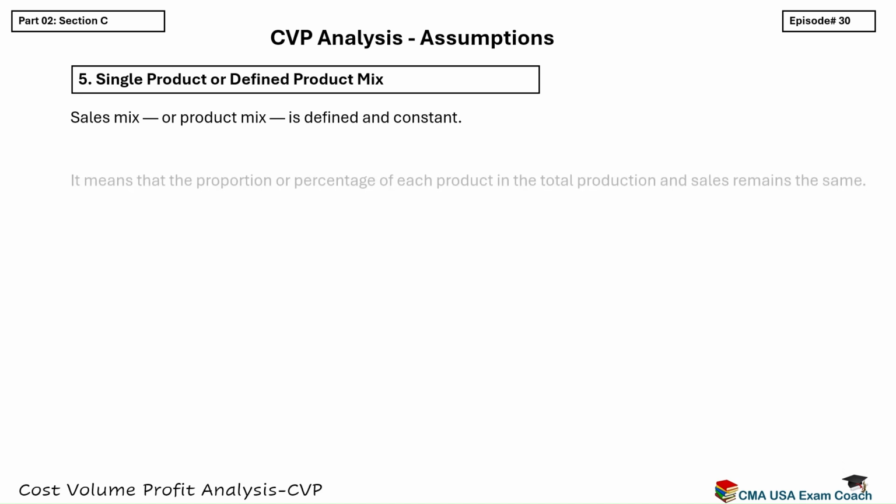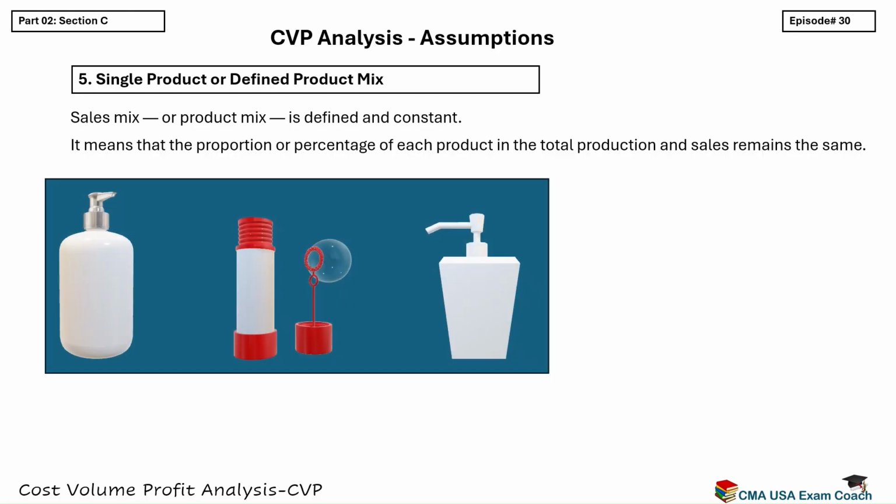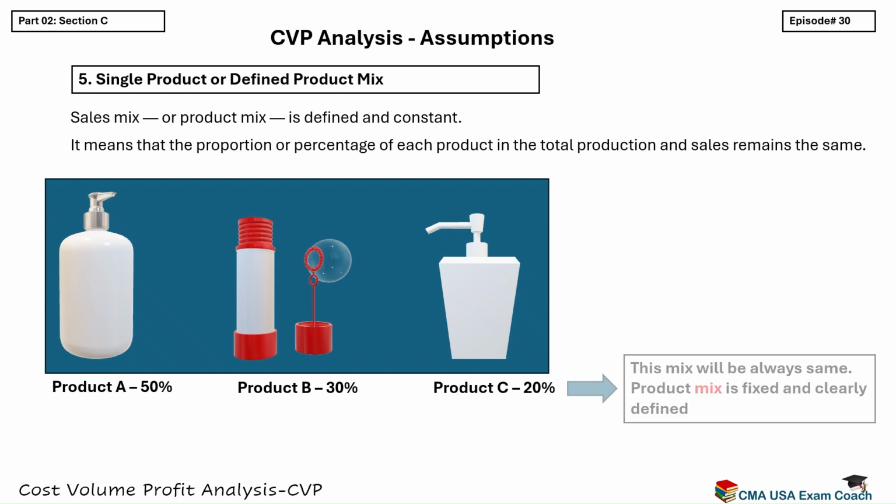It means that the proportion or percentage of each product in the total production and sales remains the same. Let's take a simple example. Suppose a company makes 3 products: Product A, Product B, and Product C. If the company always sells these 3 products in a ratio like 50% A, 30% B, and 20% C, then that is called a defined product mix. This assumption says that this ratio should not change during the analysis period.